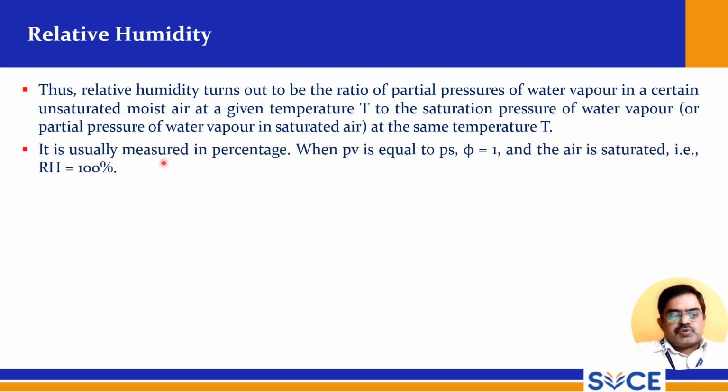It is usually measured in percentage. When Pv is equal to Ps, the relative humidity will be unity, that is 1, and the air is saturated, so the relative humidity is equal to 100 percent. Normally we represent relative humidity in terms of percentage. When Pv equals Ps, the relative humidity is 100 percent.